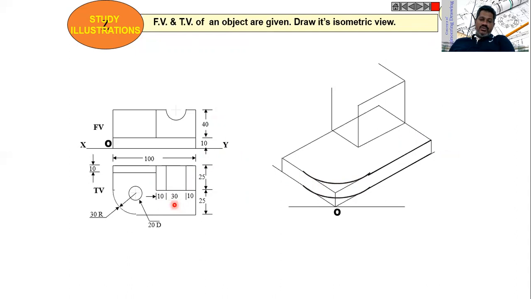The length is also 40. At the mid of this projection, there is one cylindrical portion, as you can see here. So join all the points like this, then construct a rib here, which is in L shape, as you can see here. Then project downwards like this.